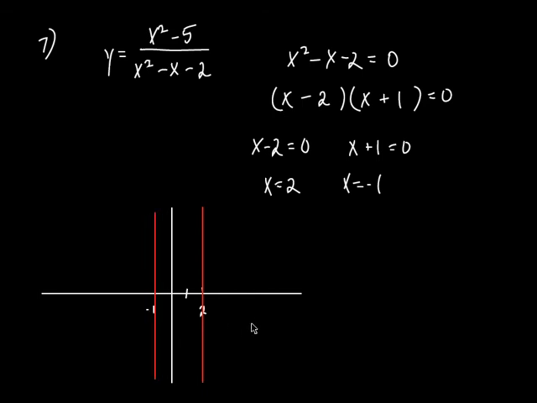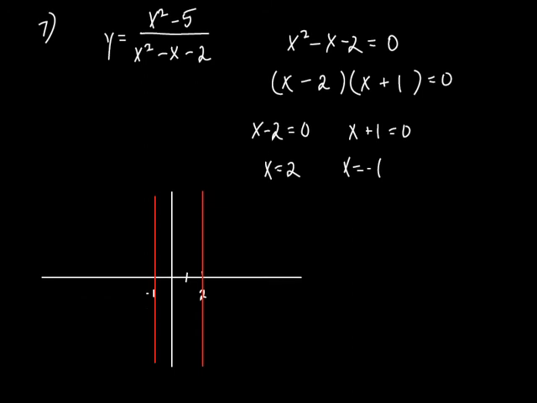Make sense? The vertical is probably, well, I don't know if it's the easiest one, but it's fairly simple to understand. Alright, ready to do another one? Let's do one with the horizontal and the slant asymptotes.